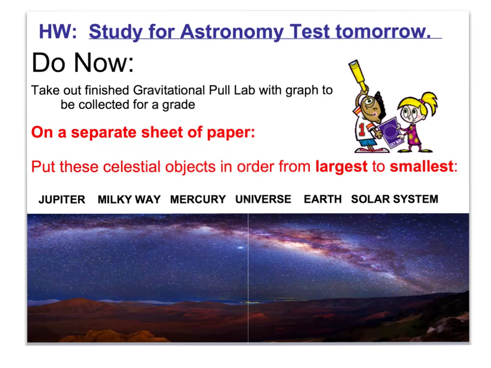The do now I put up that day was to put these celestial objects in order from largest to smallest. I'm just going to number them. So the largest one would be, you guessed it, the universe. Next, galaxy. Next, solar system. Next, Jupiter. Then Earth, and then Mercury. So there's your order.